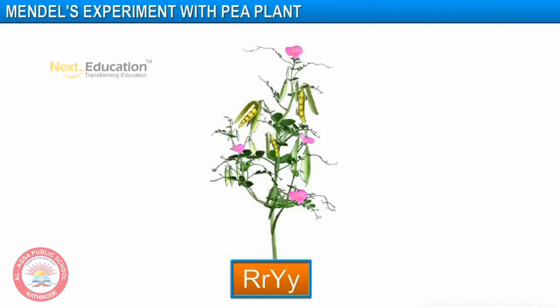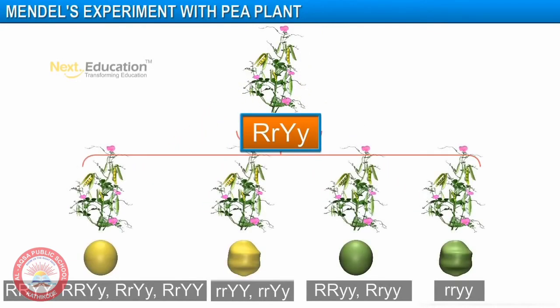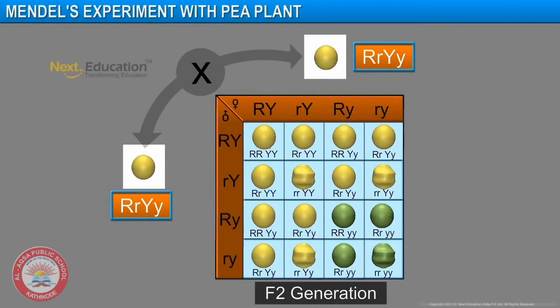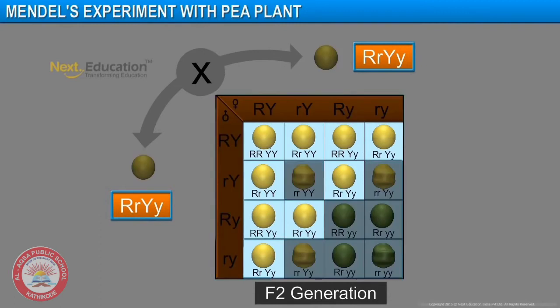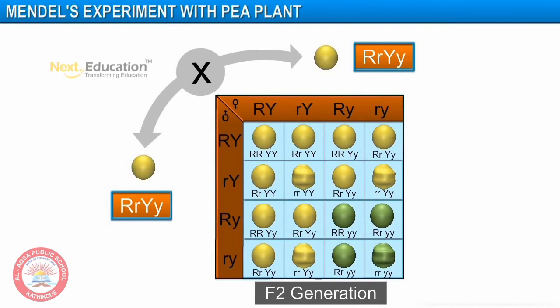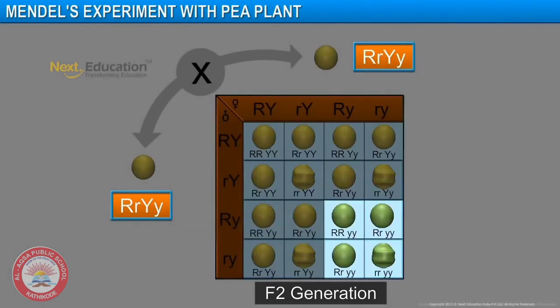The next step was to self-pollinate the F1 generation. In the F2 generation, Mendel found that some of the plants were like their parents and produced round yellow seeds, and some produced wrinkled green seeds. However, some of the plants in the F2 generation showed new combinations and they produced round green seeds and some produced wrinkled yellow seeds. So, Mendel concluded from his experiment that round or wrinkled trait and yellow or green color traits are independently inherited.